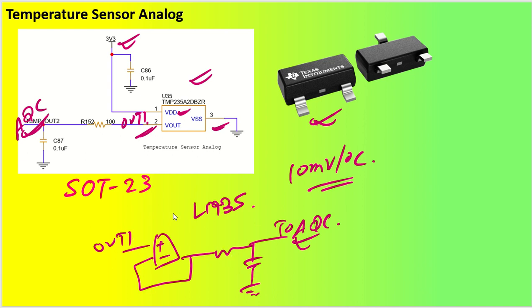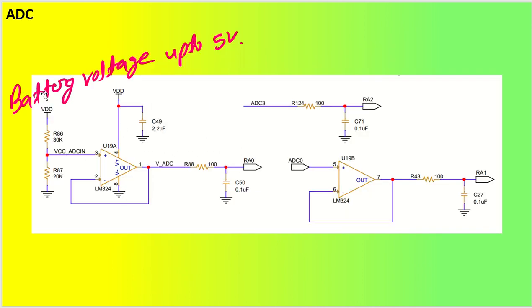Okay, good. Let us take one more example. Let us say we have the battery voltage as I told you. So we have here VDD, let's say up to 5 volt. I have converted the 5 volt using 30 kilo ohm and 20 kilo ohm, so maximum it will come up as 2 volt. Now this 2 volt will be going to the buffer.